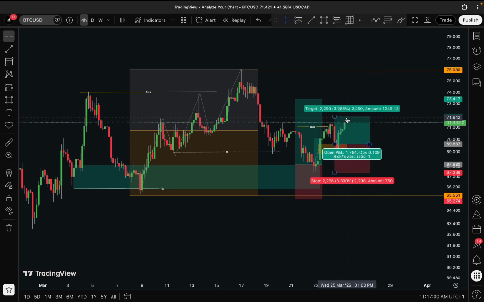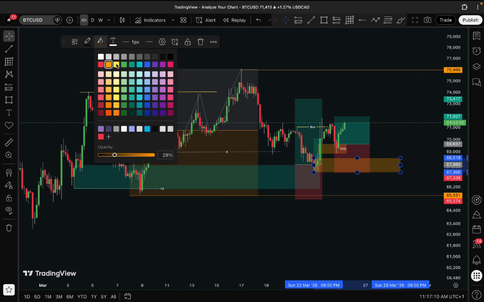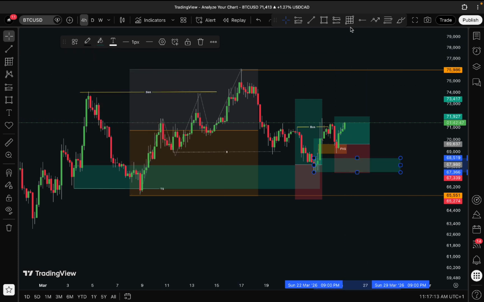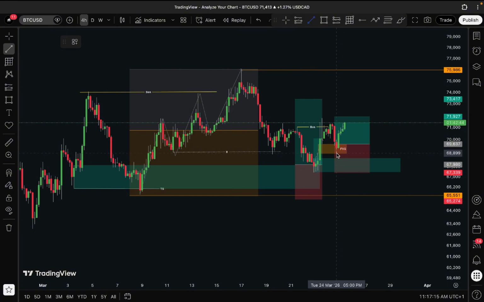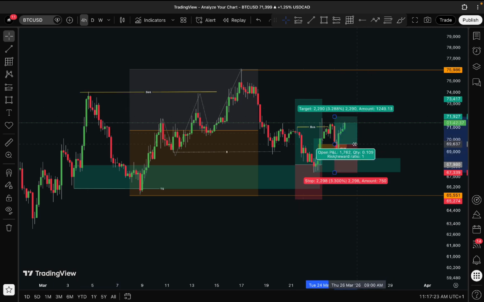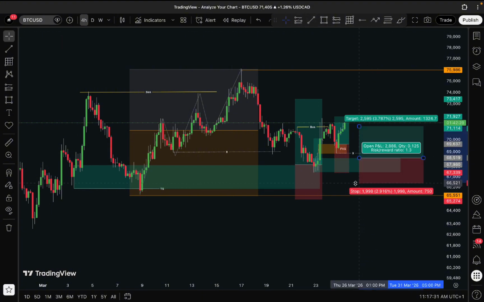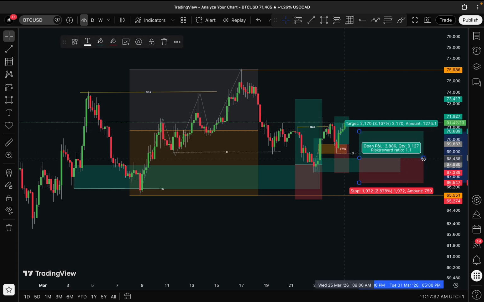So I have another idea in mind that once price hits my TP, I will look to buy again from this bullish order block here. Where this low here becomes my structural liquidity, and depending, I might aim for a 1 to 1.